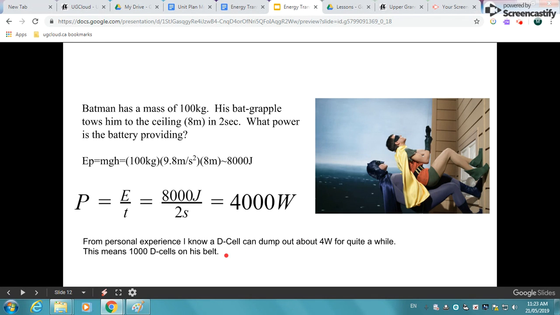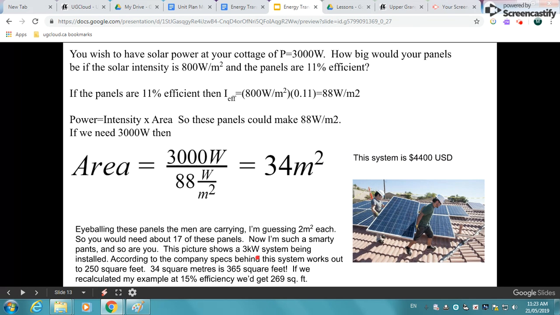From my own personal experience, I know that a D cell can dump out about 4 watts. So 4 joules a second for quite a while. This means he's going to need 1,000 D cells on his belt to pull this stunt off. So Batman's going to need a car battery or 2 or more to use his bat belt to go up fast. Otherwise, he's just a human piñata sitting there.